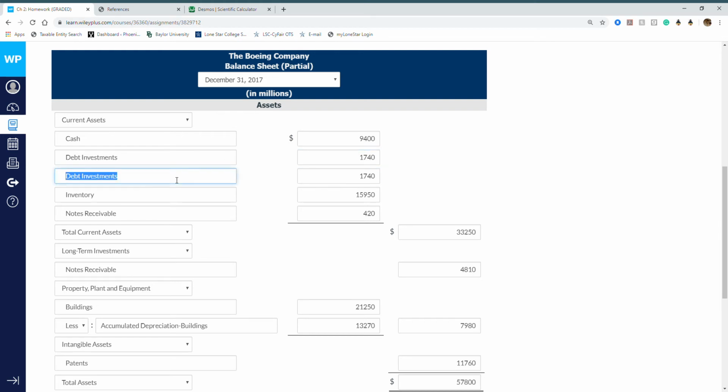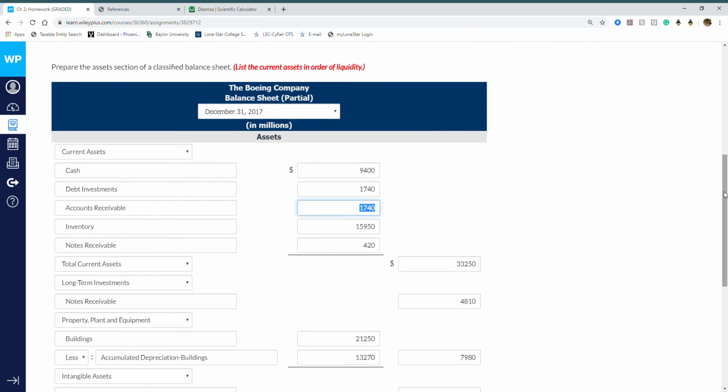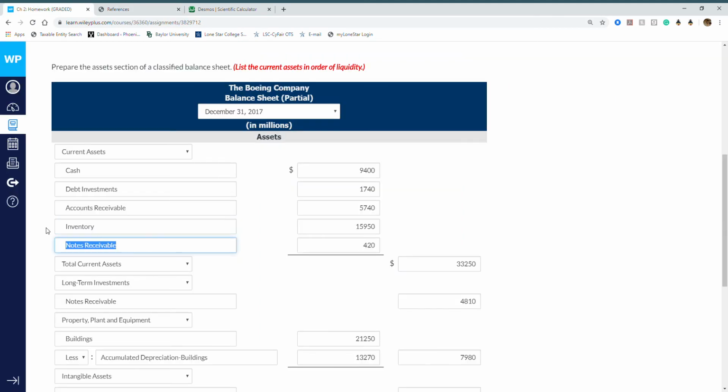And we'll put the accounts receivable right here. And that was the 5,740. And then, according to the book, notes receivable somehow beats out inventory. Wow. Okay. So this is inventory.